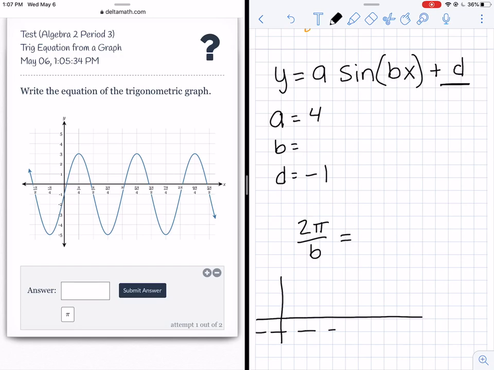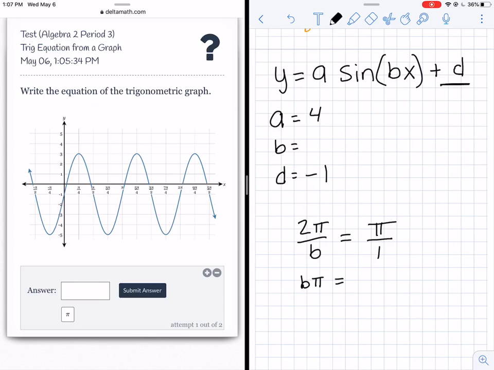Your graph has a midline here at -1. So if I'm going to trace this one cycle, it goes up and it goes down, and it's going to stop back there at -1. So where it stops at -1, look at your x-axis, and that stops at pi. So I'm going to set this equal to pi. And if there is no denominator, we're going to change that denominator and just put it over 1. So pi over 1. Now we could cross multiply.